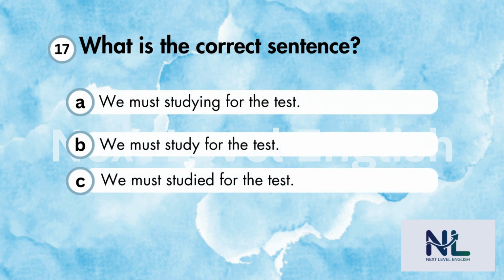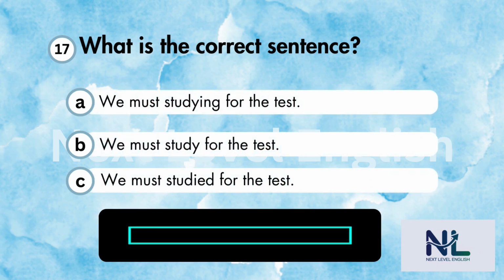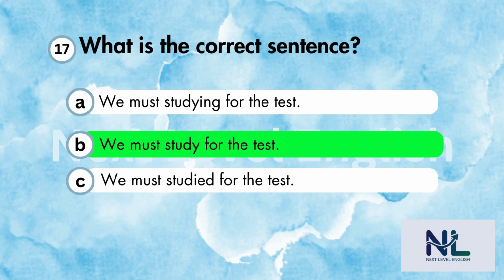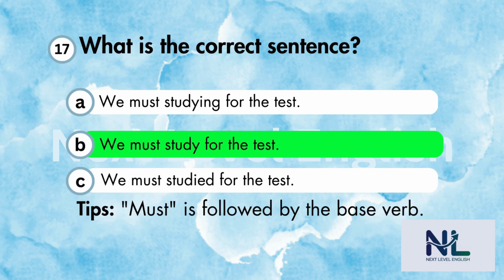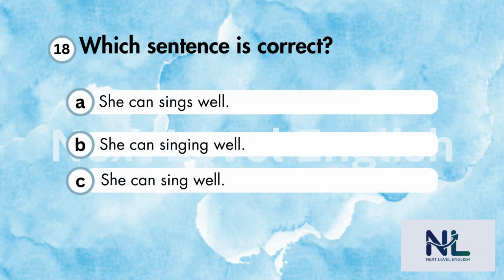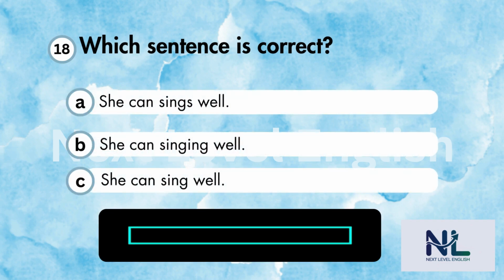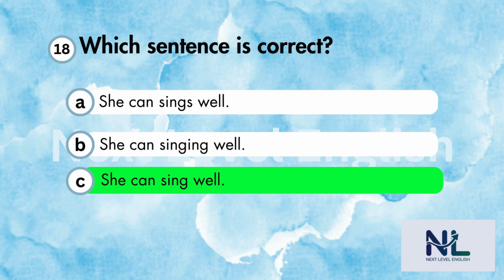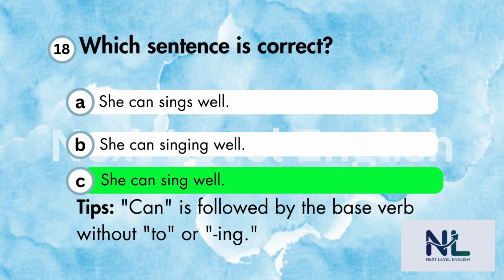17. What is the correct sentence? We must study for the test. Tips, must is followed by the base verb. 18. Which sentence is correct? She can sing well. Tips, can is followed by the base verb without to or ing.